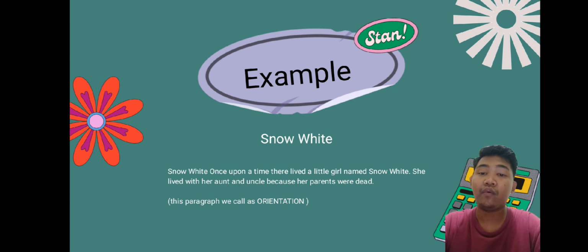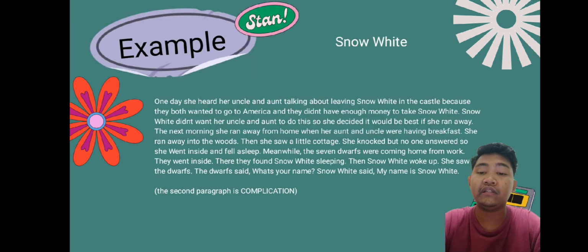Snow White. Once upon a time, there lived a little girl named Snow White. She lived with her aunt and uncle because her parents were dead. This paragraph we can call an orientation.